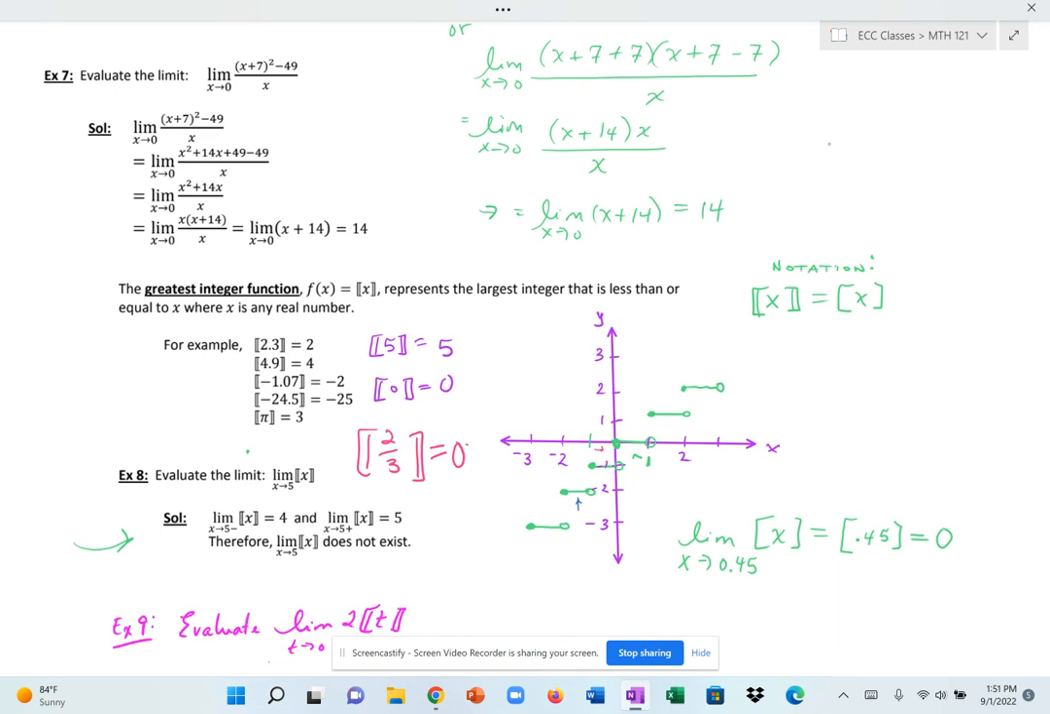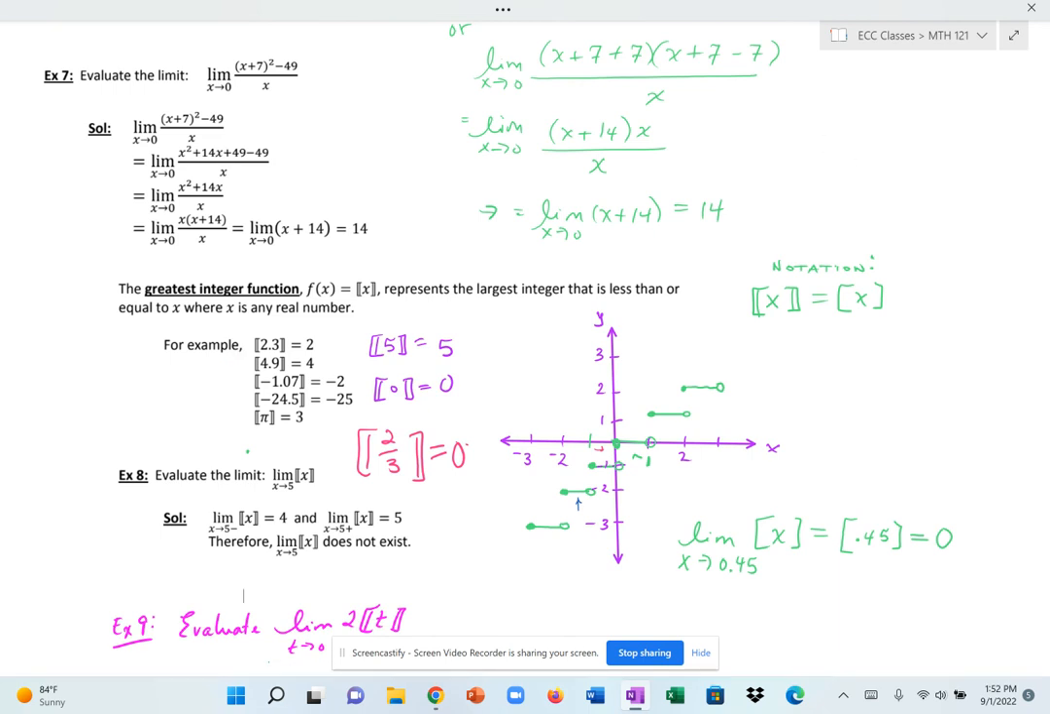So as I get closer and closer to 5 on the left, let's say a number like 4.9, the answer is 4. But when I get closer and closer to 5 on the right, a number like 5.1 would round down to 5. And so my left-hand limit and my right-hand limit are not equal, and therefore you can conclude that the limit as x approaches 5 of the greatest integer function does not exist.